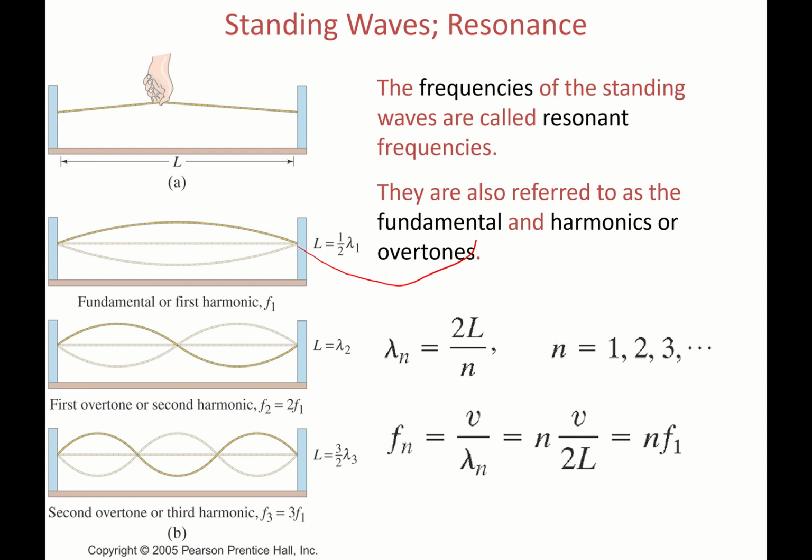The frequency is equal to V divided by the wavelength. Remember, always V equals lambda F for a wave. So the speed of the wave, which is determined by how tight it is and what the string is made of, divided by the wavelength gives you the frequency. So the frequency is equal to N times the speed over 2L, and this V over 2L is just the fundamental frequency. So the frequency of the second harmonic is just 2 times the frequency of the fundamental frequency, and for the third harmonic it's 3 times, etc.